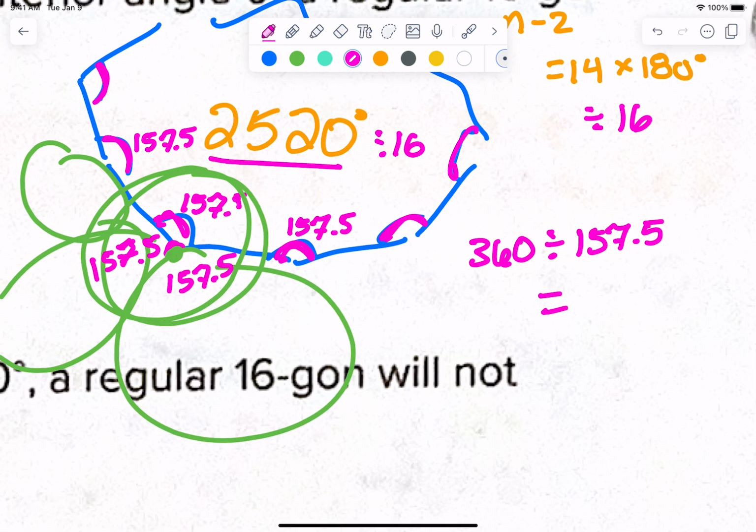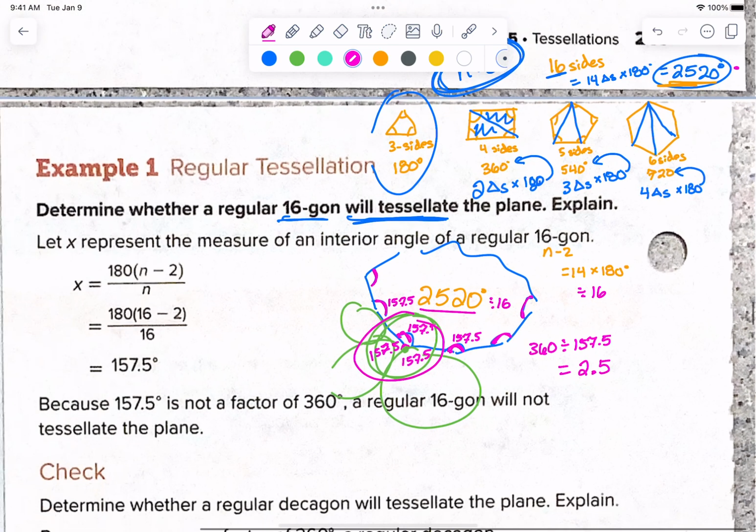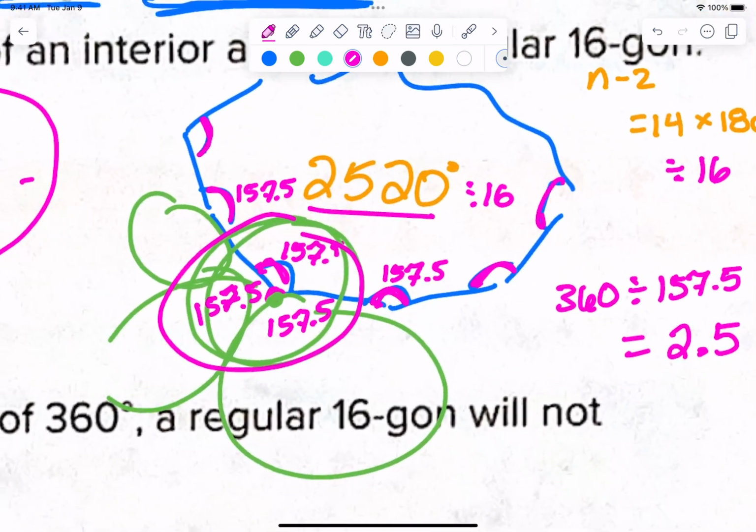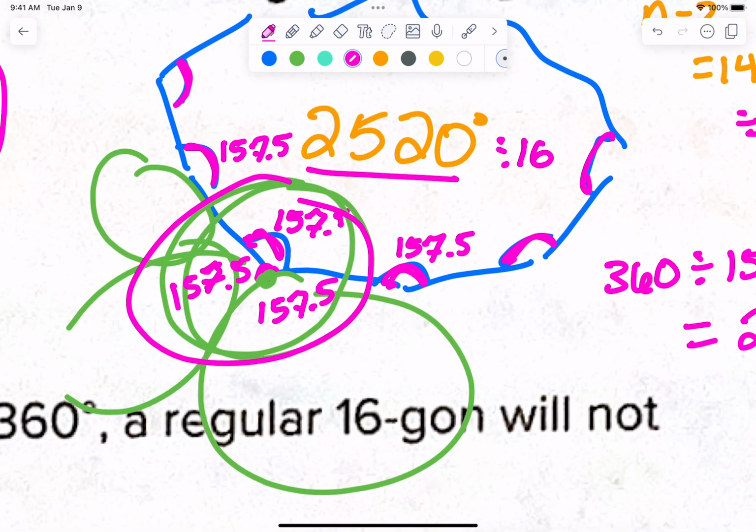I think you need like 2.5 or something. Yeah, 2.5. So you would need a half of a shape, and that's not going to work. So that will not tessellate. Determine whether it will tessellate the plane. No, it will not, because 360 does not divide 157.5 evenly, yeah?